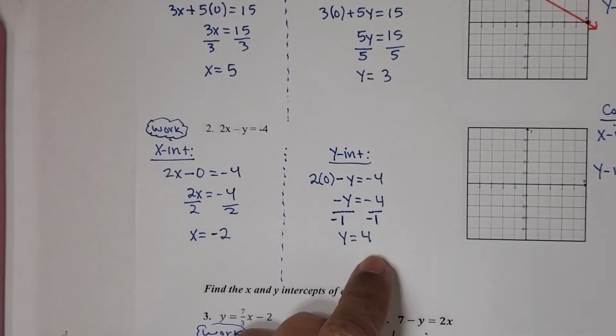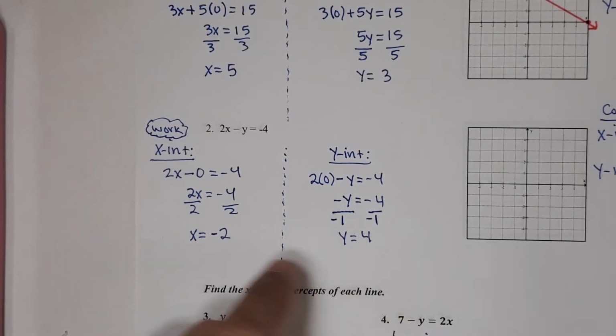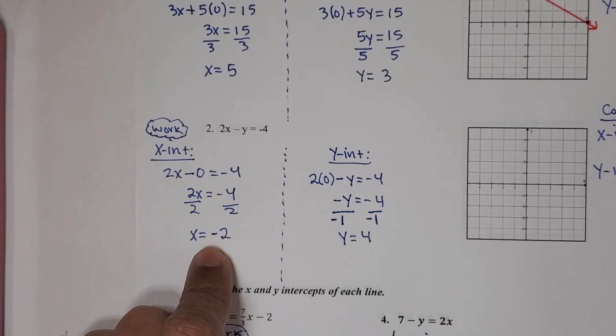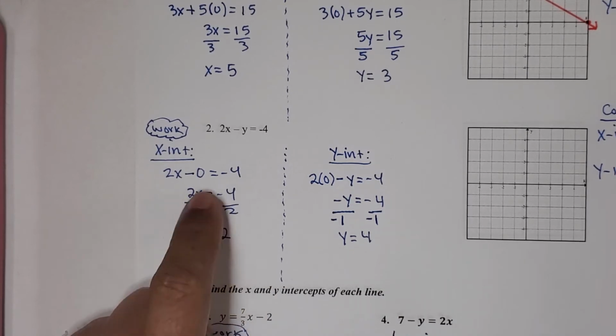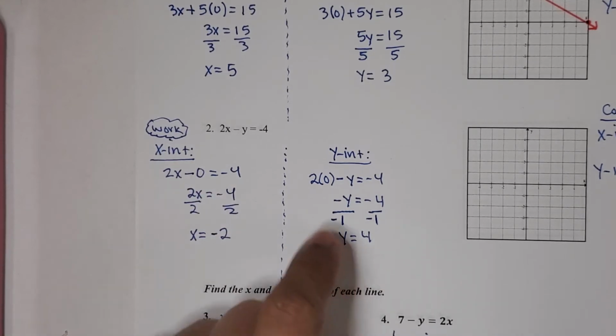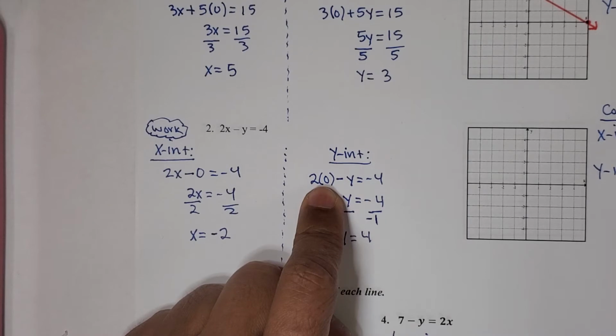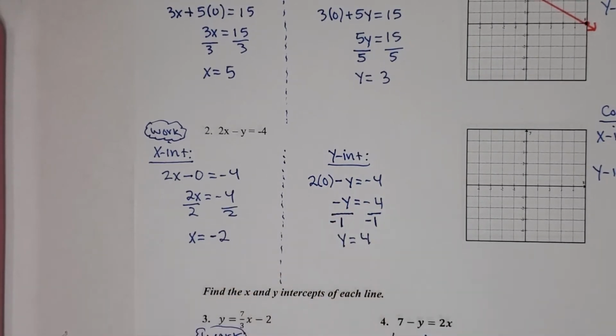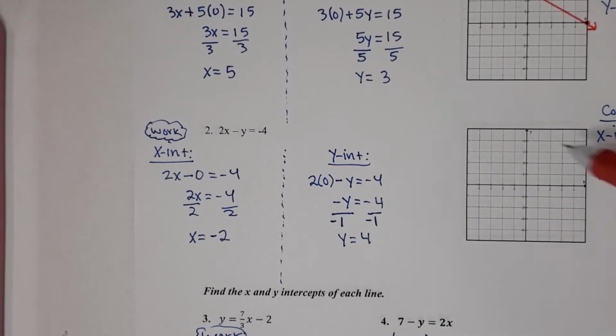So now let me state the coordinates. The x-intercept is going to have an x value of -2 and a y value of 0. The y-intercept, on the other hand, has an x value of 0 because x is set equal to 0, and y is equal to 4. Okay, so now that I have the two coordinates, I'm going to plot them on the graph and then sketch the line.